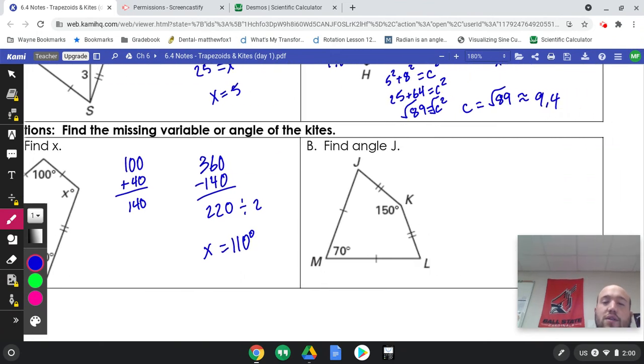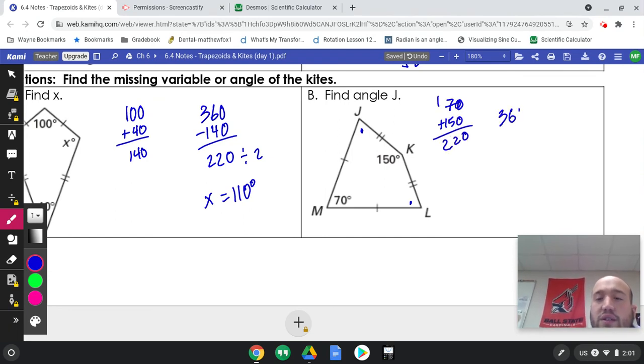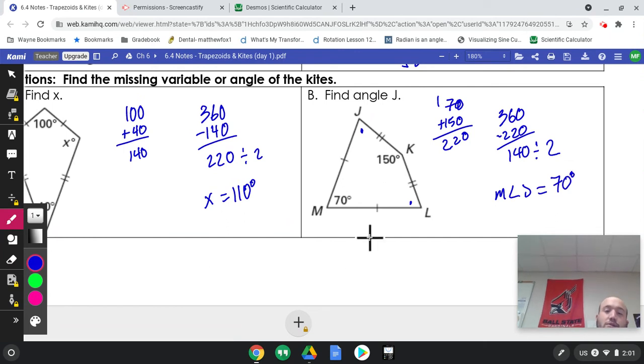Once again, this last one, same idea. Trying to find angle J. We don't know what it is right here. So what I do know is that J and L are the same. So we'll add those two other angles together. So 70 plus 150 gives us 220. We'll take 360 minus that 220. We get 140. Go ahead, divide that by 2, and we will find the measure of angle J to equal 70 degrees. Now that also equals L, and in this case it also equals M.